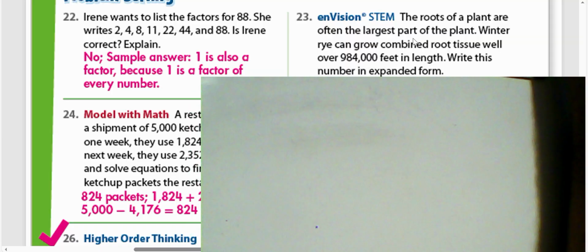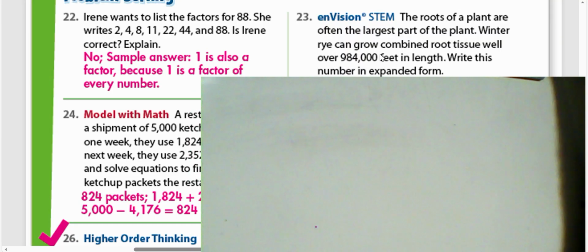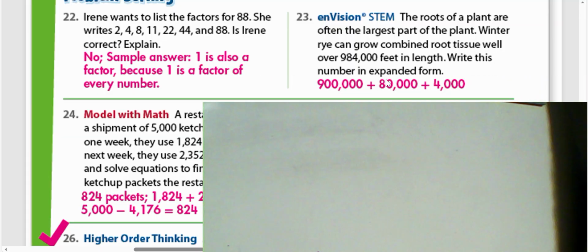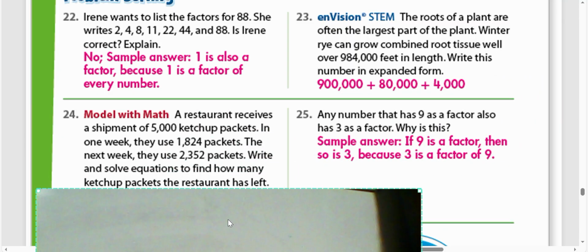Next question. The roots of a plant are often the largest part of the plant. Winter rye can grow combined root tissue well over 984,000 feet in length. Write this number in expanded form. We can write 900,000 plus 80,000 plus 4,000.